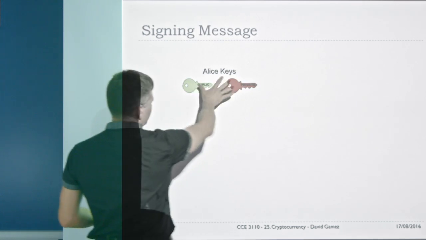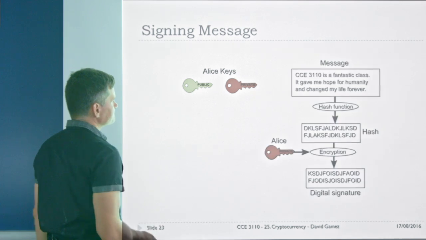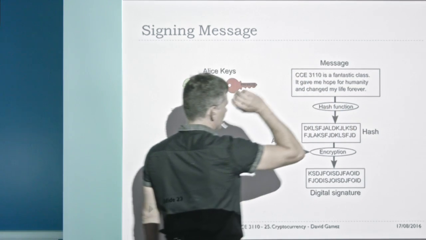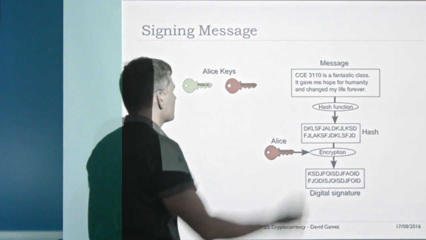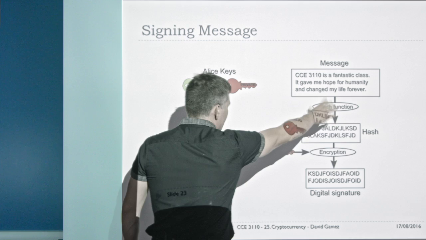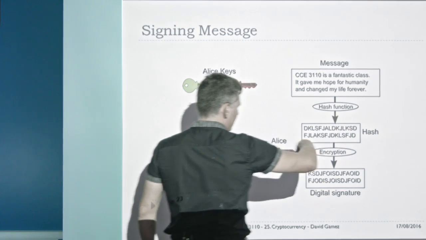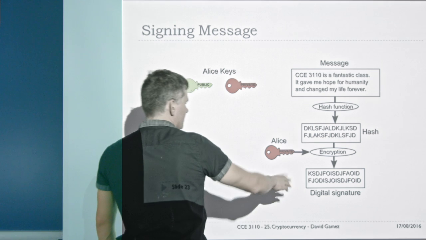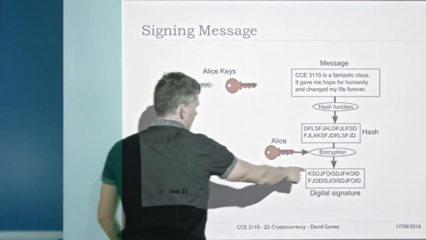So Alice has her public and private keys. Here we have the message: CCE 310 is a fantastic class. It gave me hope for humanity and changed my life forever. So, a very accurate, to-the-point message. We take the hash, and here's our hash here. And then we use the private key to encrypt the hash. So this is the encrypted hash, and that is the digital signature.